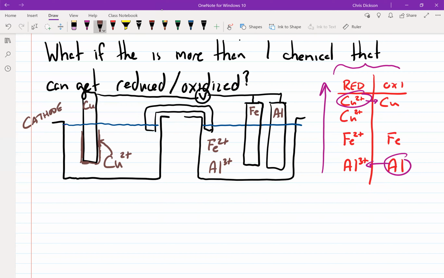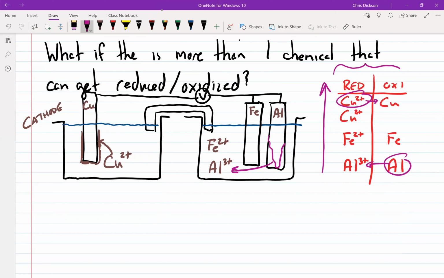Now what's happening on the far side? Well, you've got iron and aluminum that can be oxidized, but the aluminum is lower down. So the aluminum, once again, should wind up getting oxidized here. So this electrode would get smaller and smaller over time.